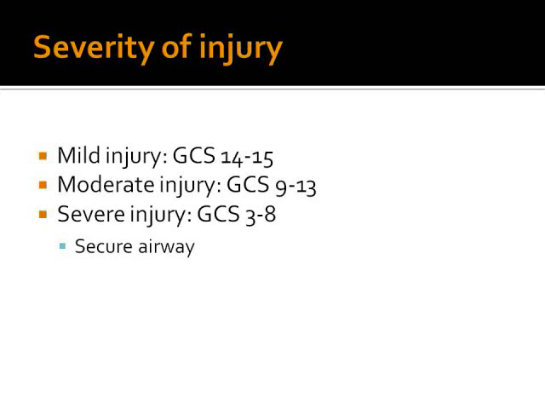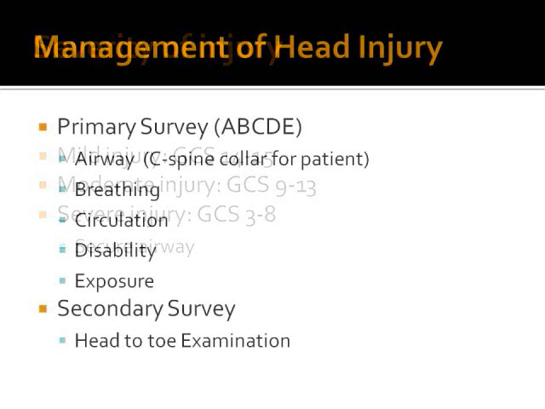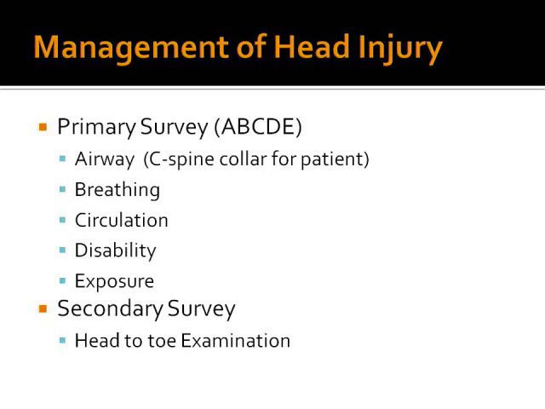And severe head injury is also defined as coma, where the patient does not have a verbal response, does not open eyes, and does not obey commands. In severe head injury, the main priority is to secure the airway to maintain cerebral oxygenation. Initial management of head injury follows the ATLS principles of airway management, breathing, circulation. Then we check for disability and finally exposure.